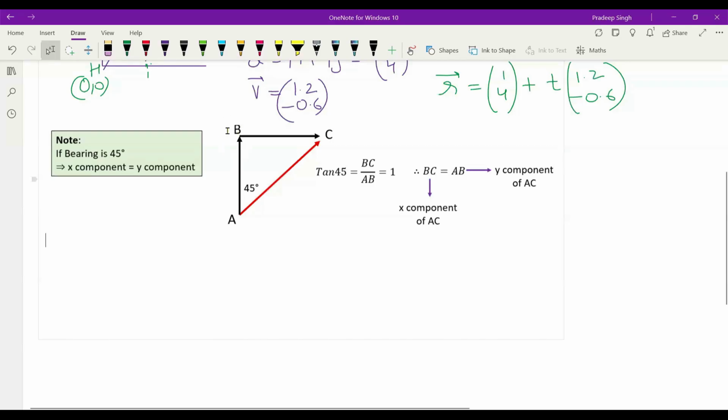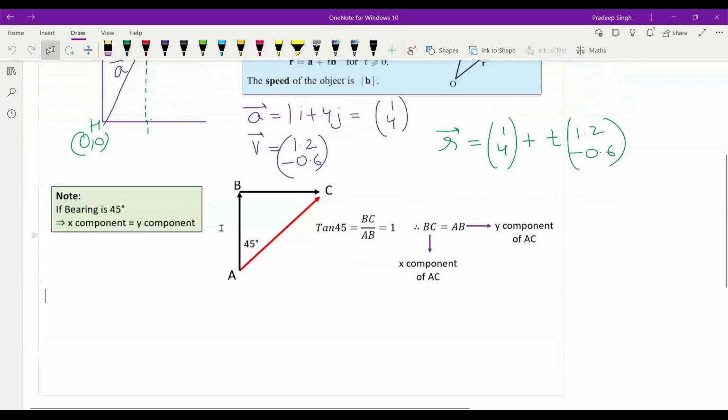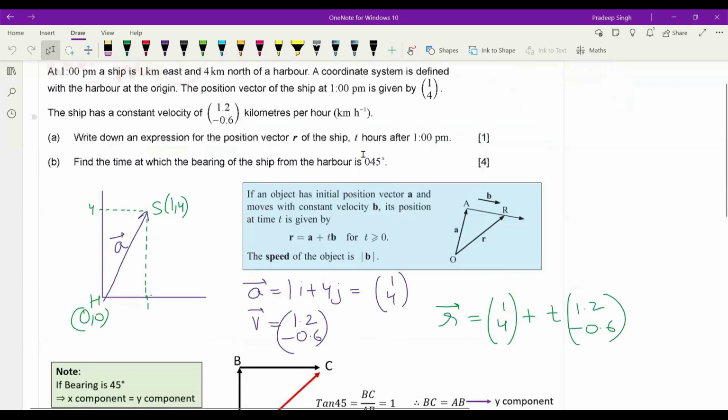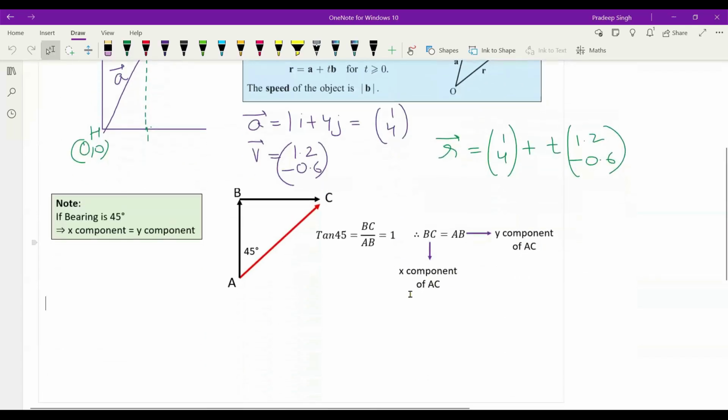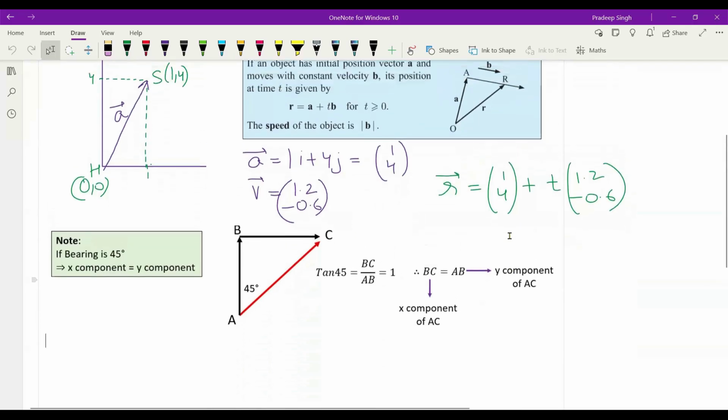Here, consider point B as the north. Whenever the angle is 45 degrees, consider this right angle triangle, tan 45 will be opposite upon adjacent. So BC upon AB. Tan 45 is 1, and that's why we get BC and AB are equal. We say the x component of the displacement AC is equal to the y component of AC. In part B, we are given that the angle required is 45 degrees. So we have to use this concept, x component and y component are equal.